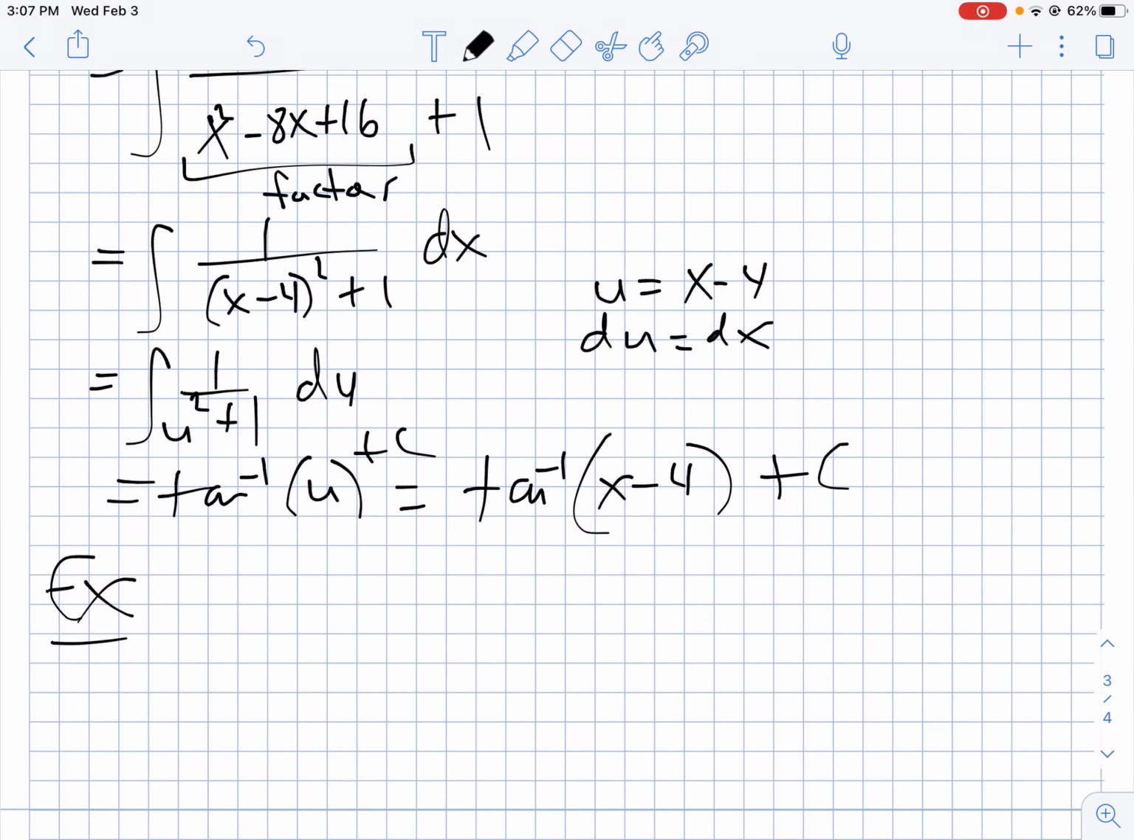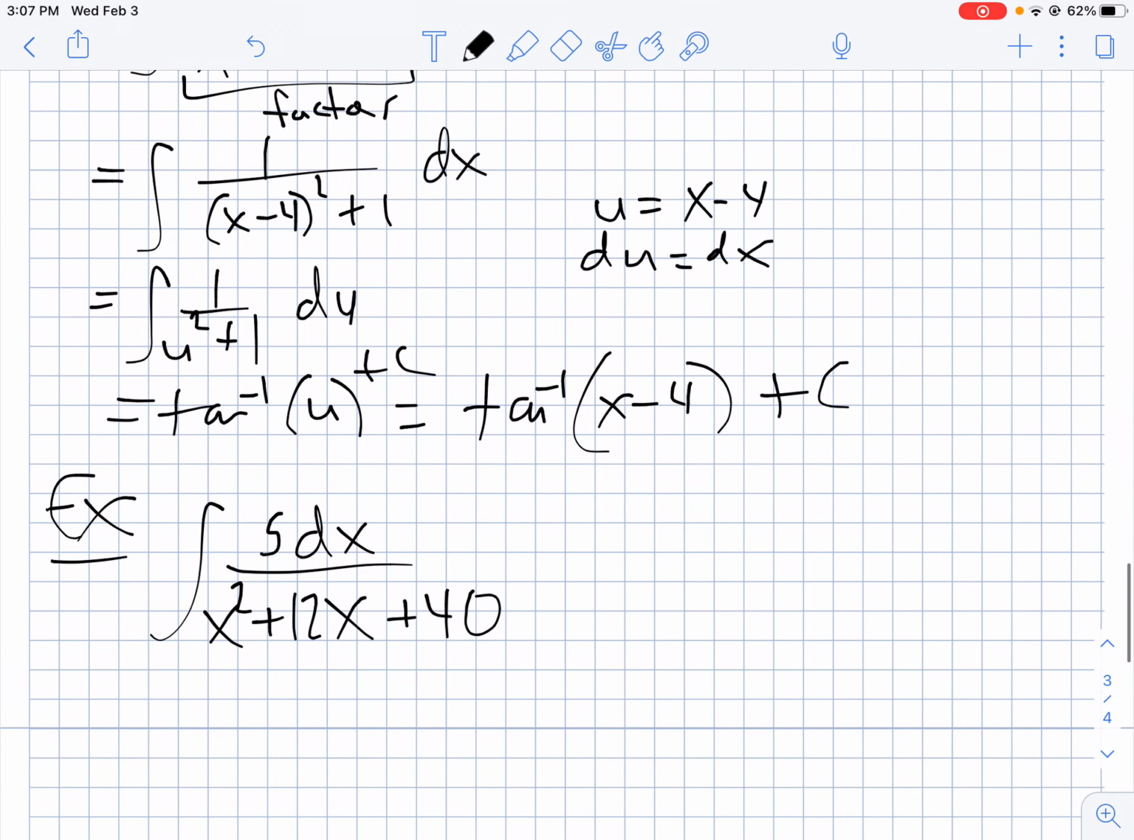So in this next one, let's integrate 5 dx over x squared plus 12x plus 40. The constant on top is not going to affect much. Okay, so again, we see the bottom cannot be factored, right? There's no way to factor that. So if you can't factor, that's your indication that you should complete the square.